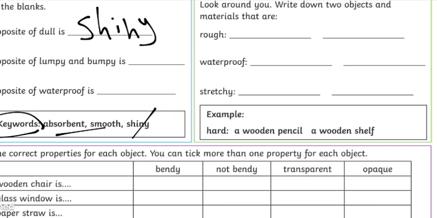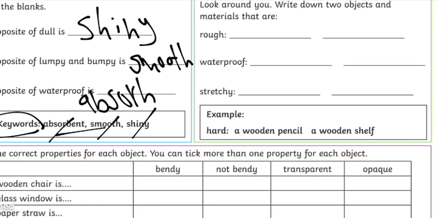The opposite of lumpy and bumpy is? Smooth. Yes, lumpy and bumpy means they are like rough. So the opposite will be smooth. The opposite of waterproof is? Absorbent. Super boy.